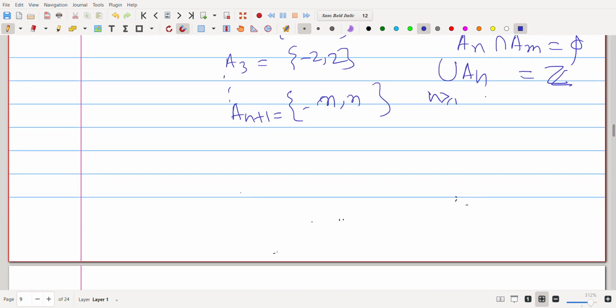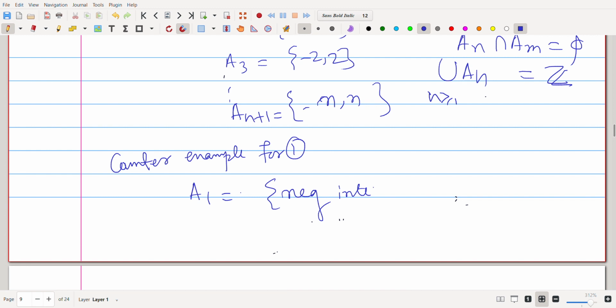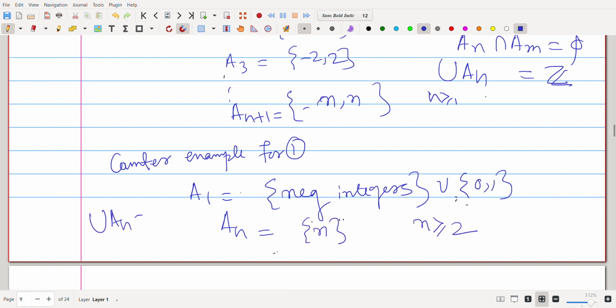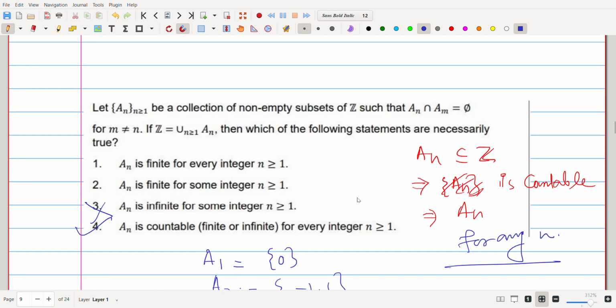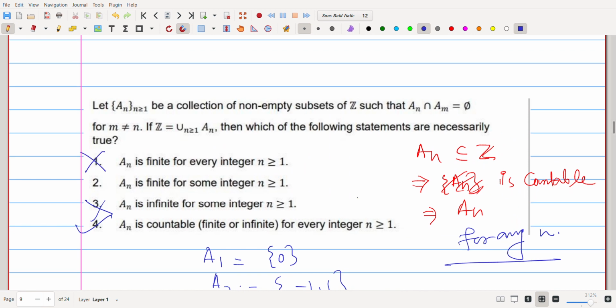Okay, so a counter example for the first one is also easy to construct. Counter example for 1, say A1 equal to negative integers union {0, 1}, and An equal to singleton {n} for n greater or equal to 2. Then clearly union of An equal to Z, and the An have empty intersection, but A1 is infinite. Hence this one is also false.